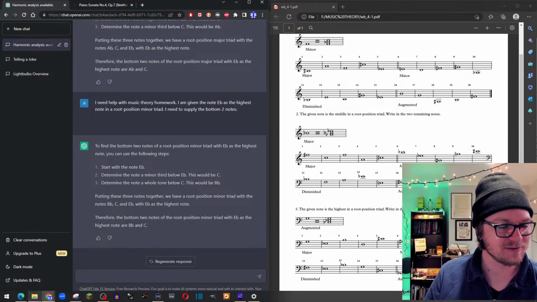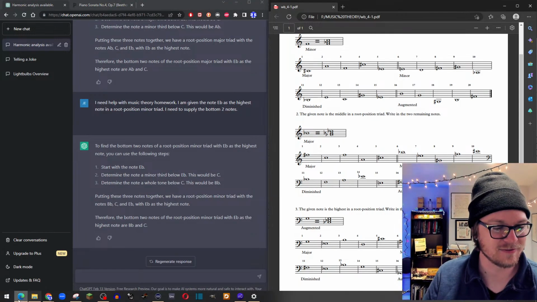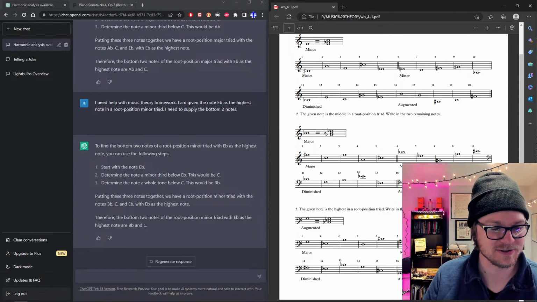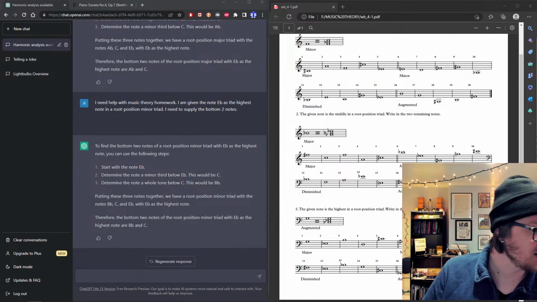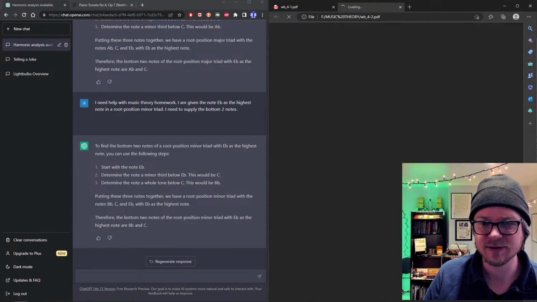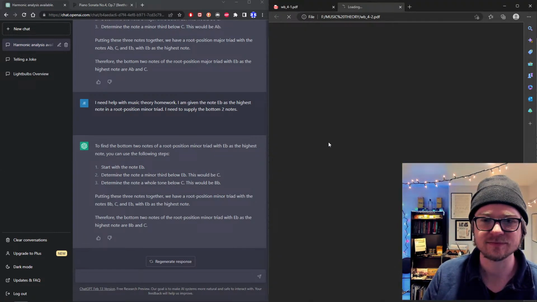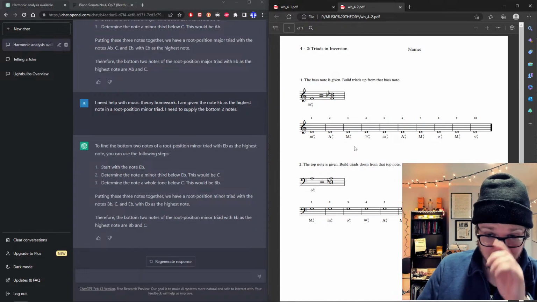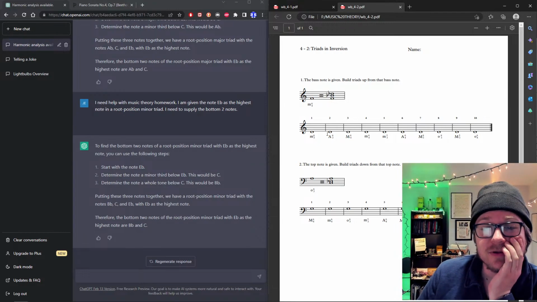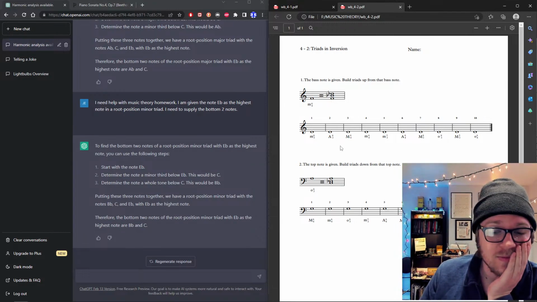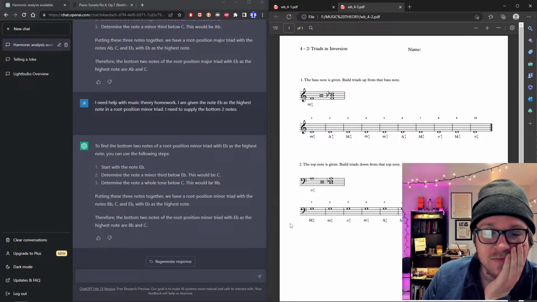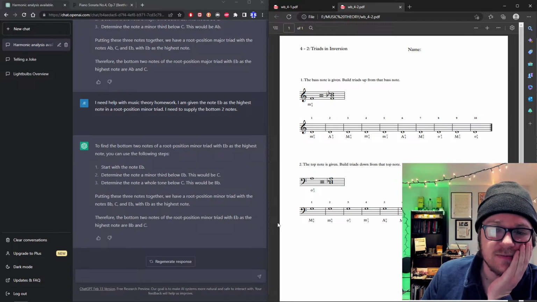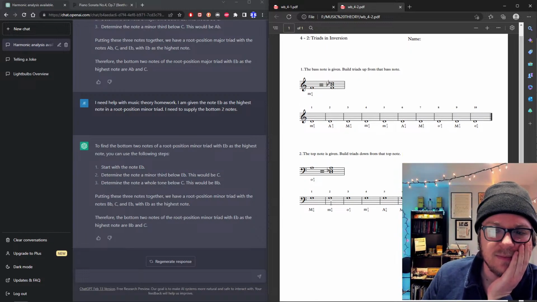Okay, let me dig around. Let me see what other kind of homework we have. Let me see what else I have in here. What's this one? Oh boy. Oh my God. Okay, I remember doing these. Build, so the bass note is given. Build triads up from that bass note.